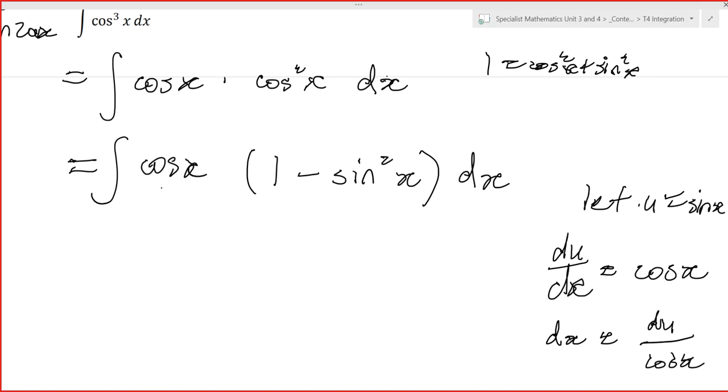I really apologize for this stylus. It is so bad.